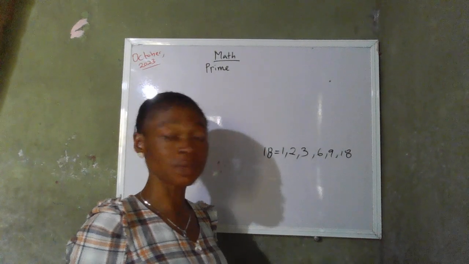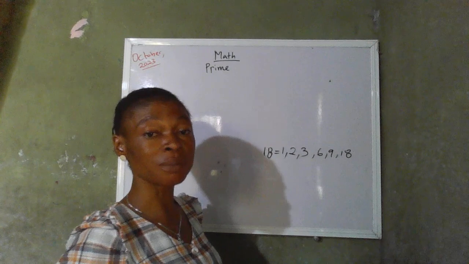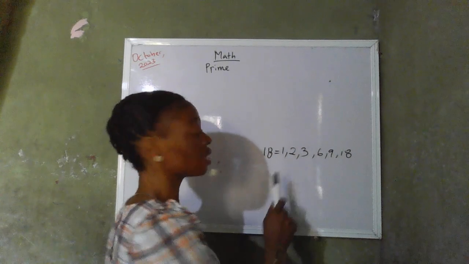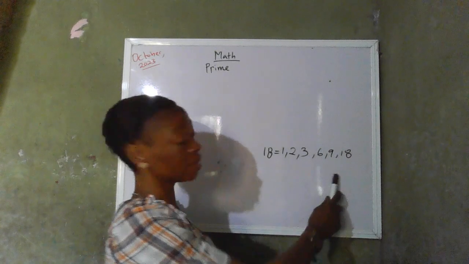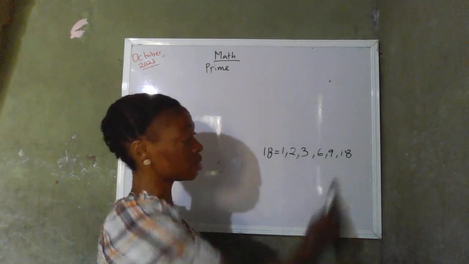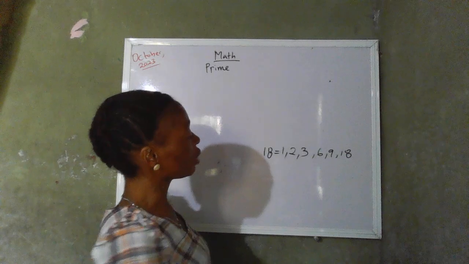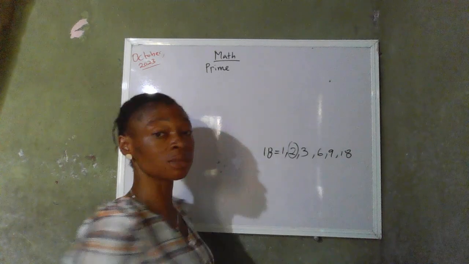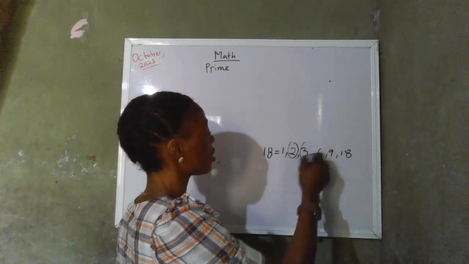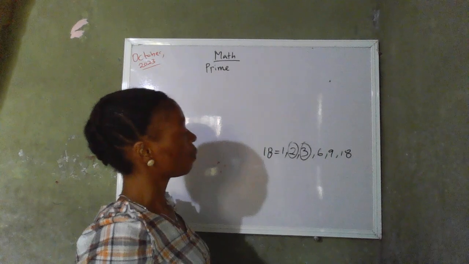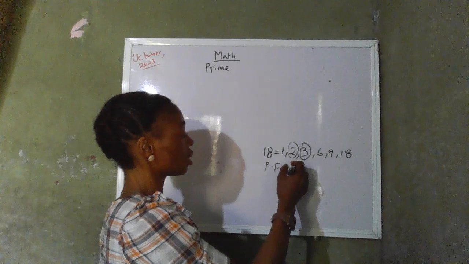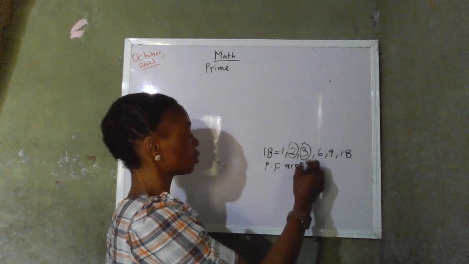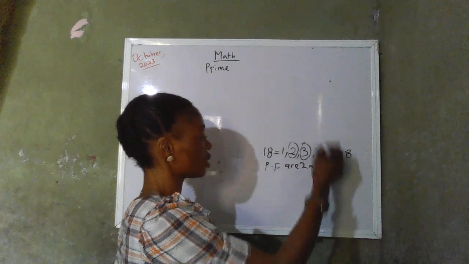Now, these are the factors of 18. The prime factors from these given factors are the prime numbers among these factors. So prime numbers here we have 2, which is divisible by only itself and 1, and 3. So prime factors of 18 are 2 and 3.